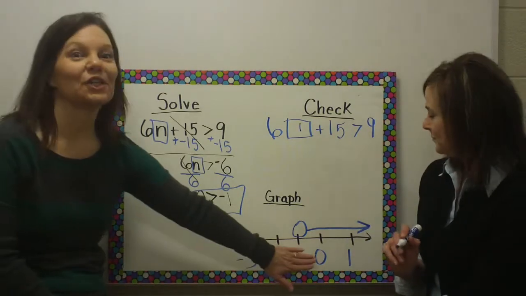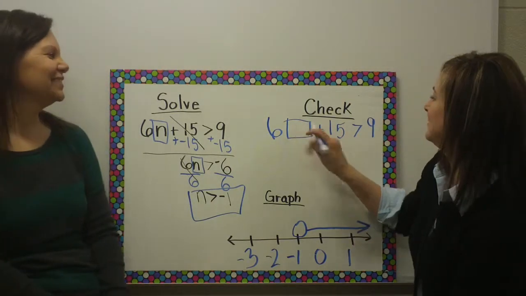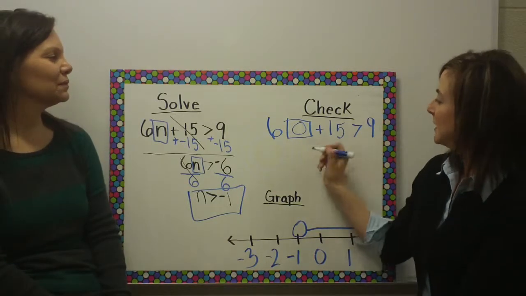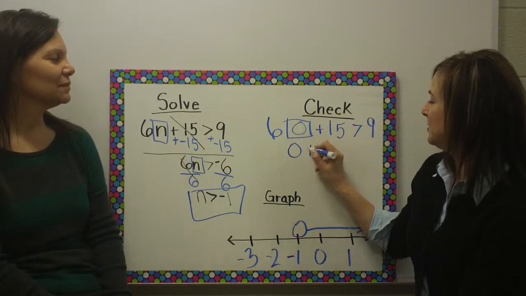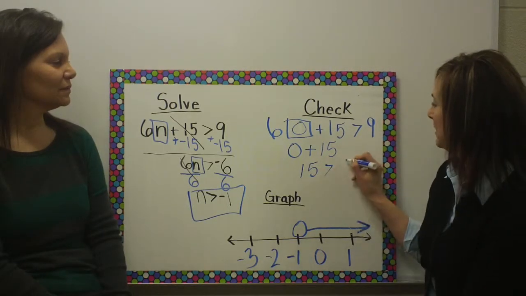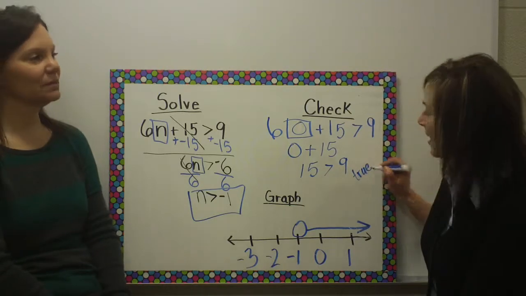Oh, I was thinking 0 because that would make the math easy. Should we do that? Let's do 0. Oh, you're so good. All right, let's do 0. 6 times 0 is 0. That does make it a lot easier. And 15 means that we have 15 is greater than 9. Since that is true, we know we are on the right track.